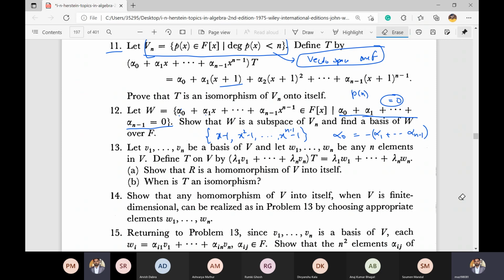Okay. So yes, you know that 1, x, x square up to x^(n-1) is a basis for this without any condition. So what condition is given? The sum of the coefficients of each polynomial in this set is 0.